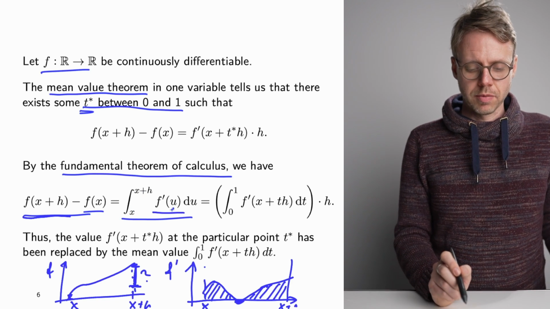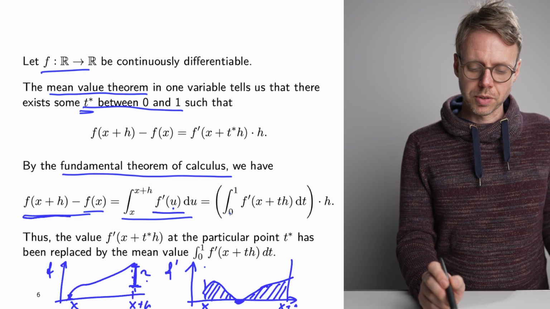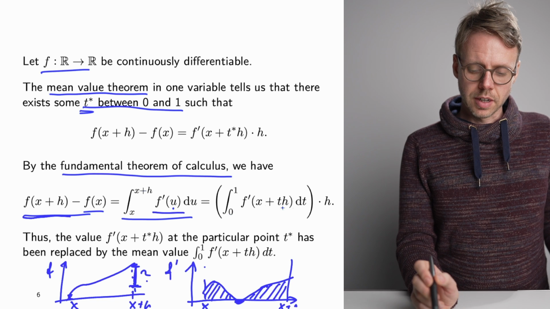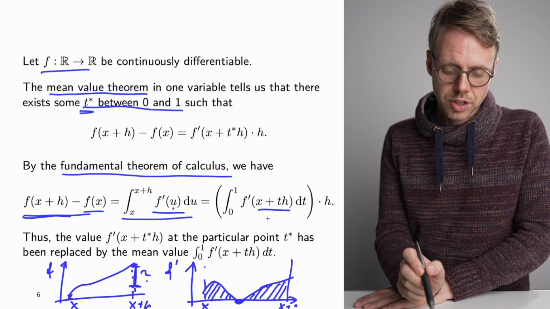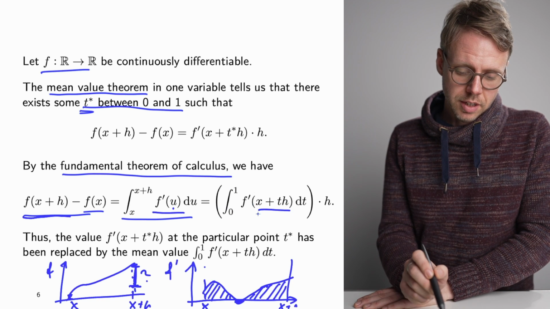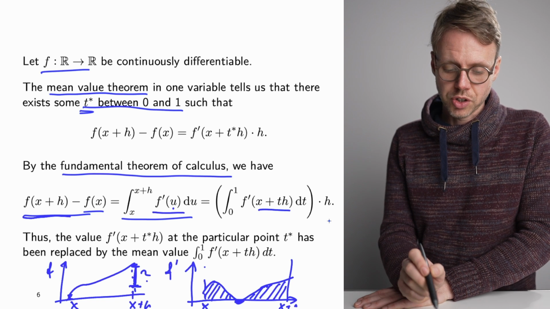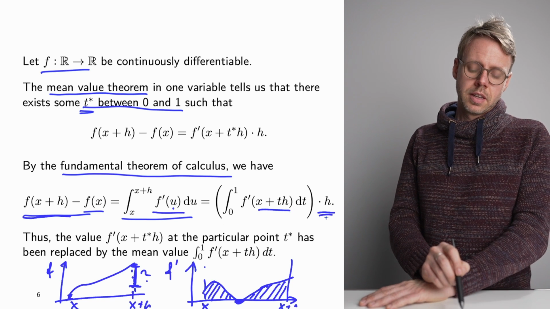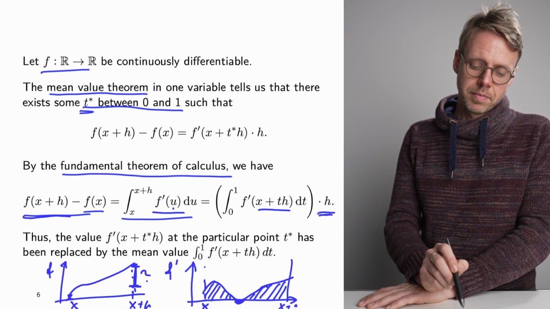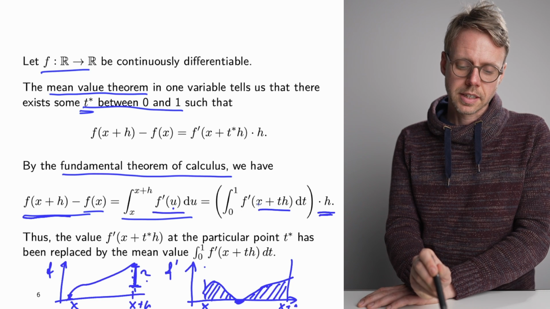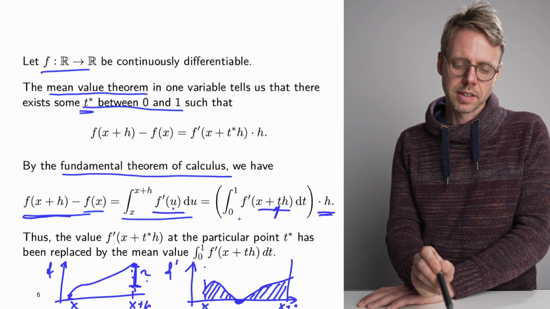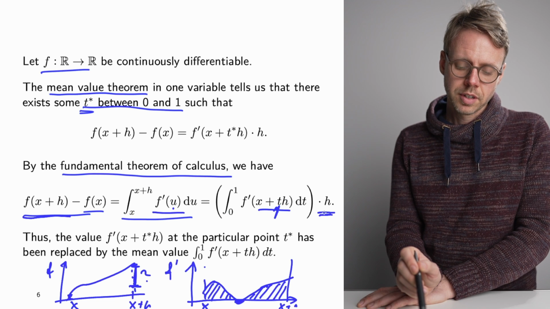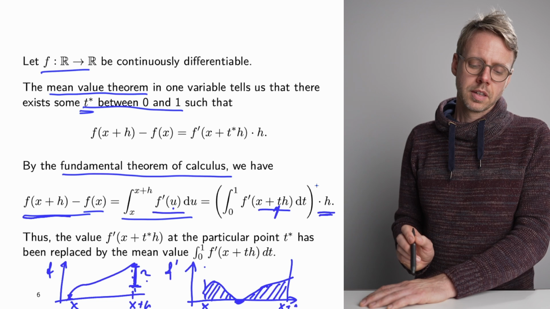Equivalently, instead of working with some u that lies in this interval, we can also integrate over a variable that goes from 0 to 1 by reparametrizing our function. If we reparameterize our function in the integral, we're basically doing a change of variables, so we have to multiply by the derivative. Thus, we get f prime at x plus t times h, integrating over this t, which interpolates again between x and x plus h, times h.